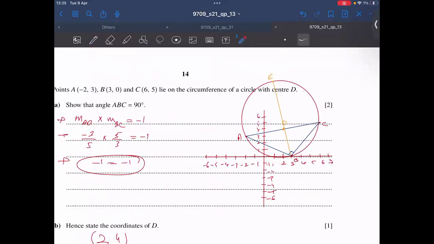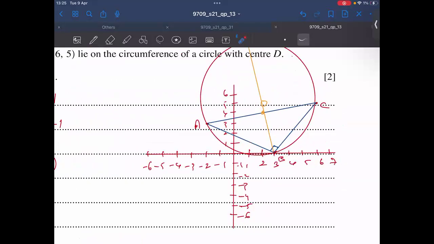Iman, they are saying that BE is a diameter. So BE is a diameter. I have marked the center point, which is coming out to be 2, 4. All right, 2, 4. I have marked the center point.